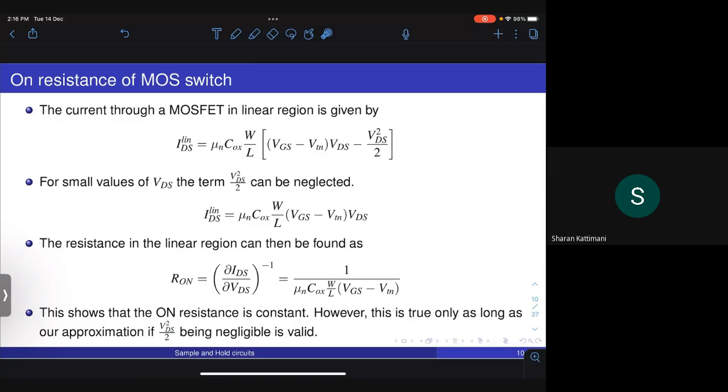Okay. However, this is only true as long as our approximation of VDS squared by 2 being negligible is valid. The moment you have large signals or large swings across the drain, then your on resistance can change. Moreover, this assumes that the input is constant. So if the input itself is changing during the tracking, then VGS will be changing, which will result in variable on resistance. We'll look at this in more detail in a couple of minutes.